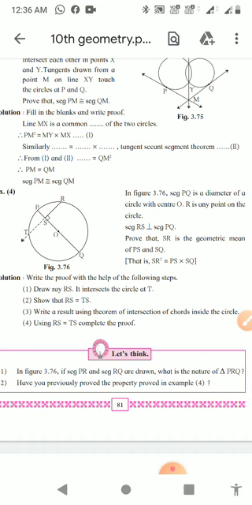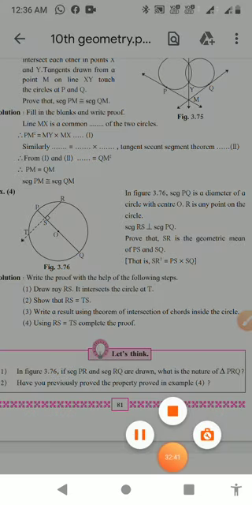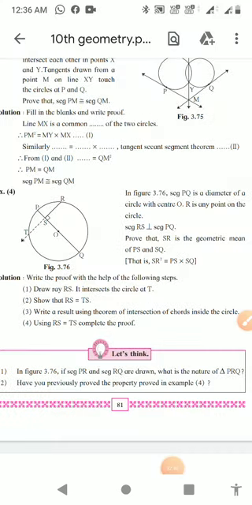Now we will see in our next session practice set 3.5, that is the last set from this chapter. Okay, thank you.